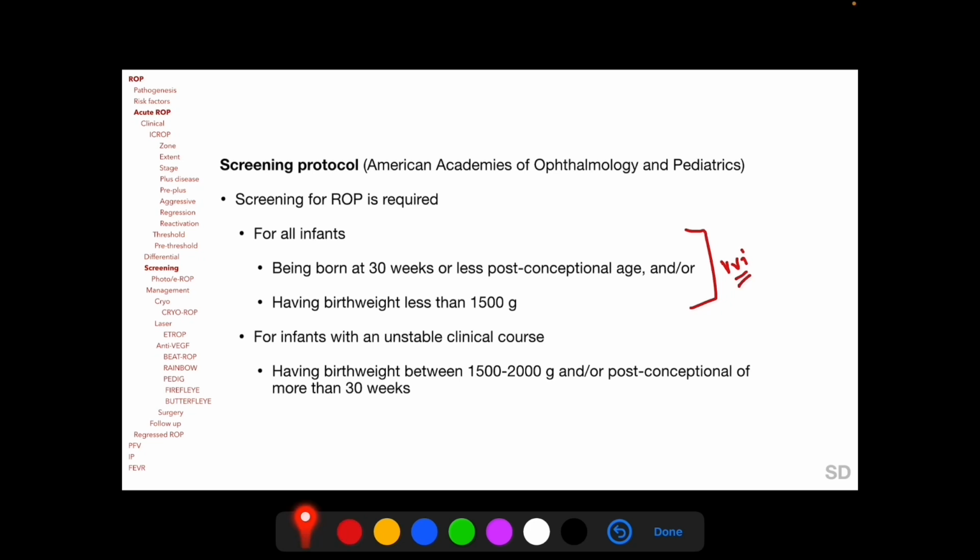But some other organizations also recommend screening for ROP in infants born between 30 and 32 weeks, and for infants having birth weight between 1500 and 2000 grams and/or being born at a post-conceptional age of more than 30 weeks. ROP screening is recommended if they have an unstable clinical course in the neonatal period.